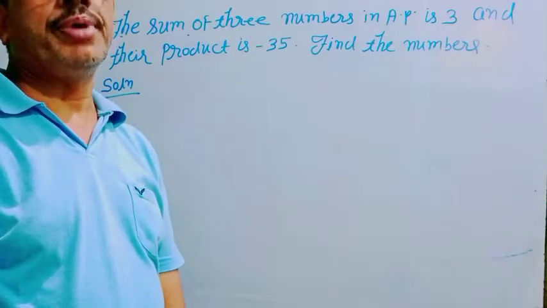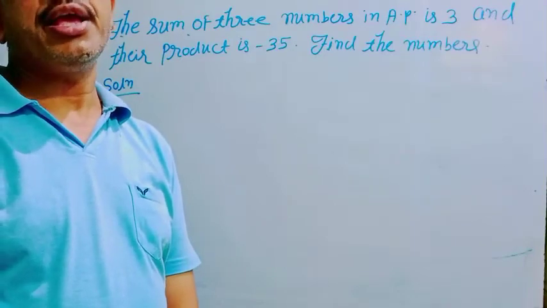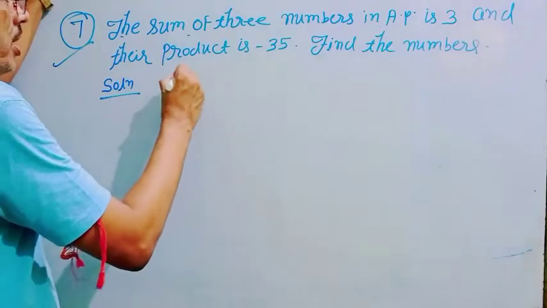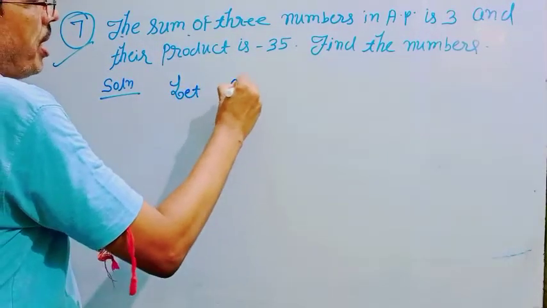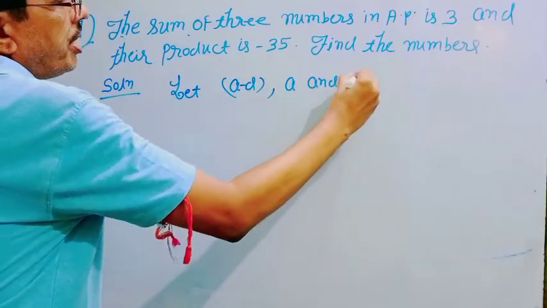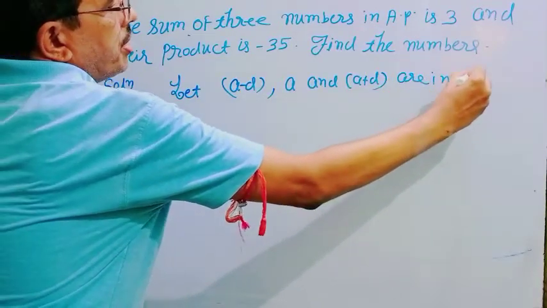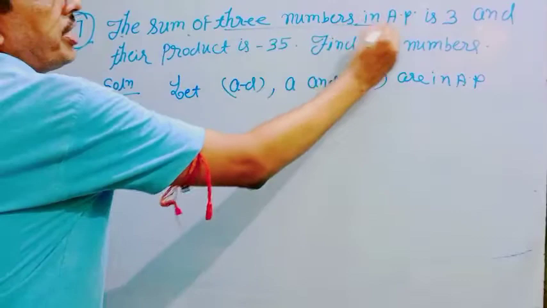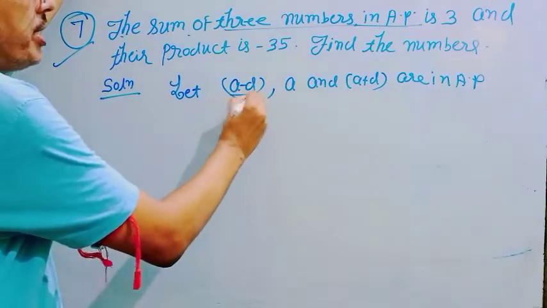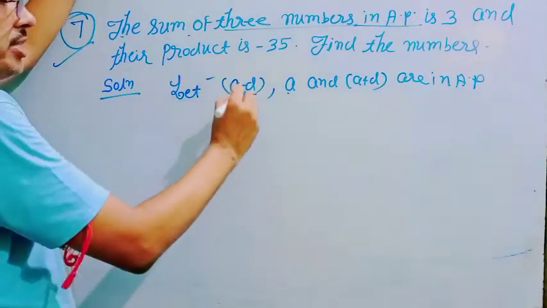then you always suppose the numbers are a − d, a and a + d. So in a question related to 3 numbers, suppose here let a − d, a and a + d be in AP. If 3 numbers are given in AP and no number is given, at that time you always suppose a − d, a and a + d are in AP.